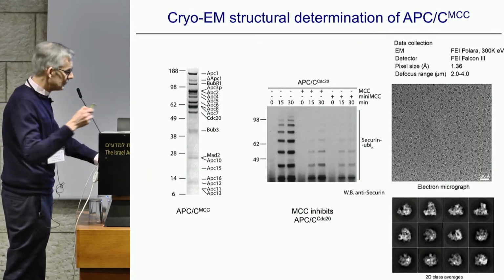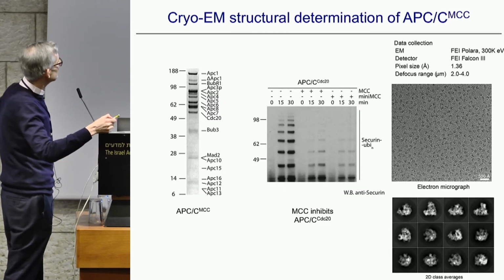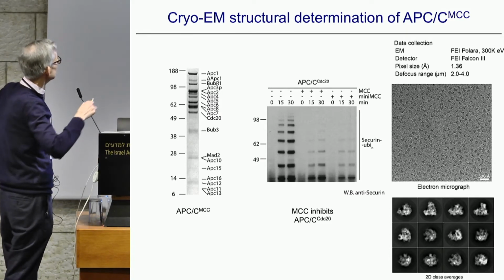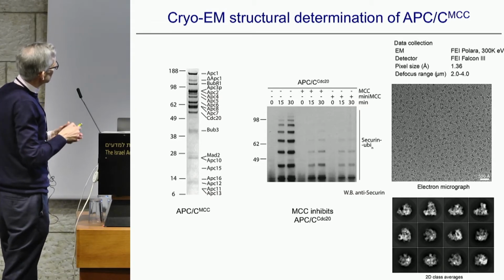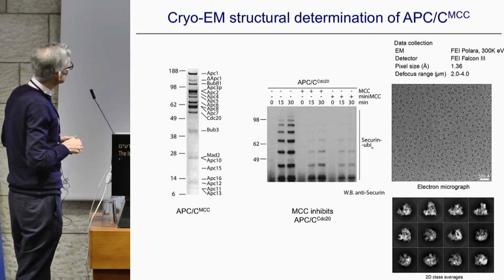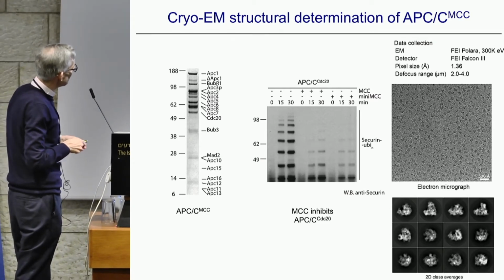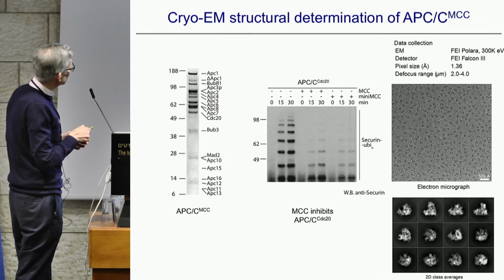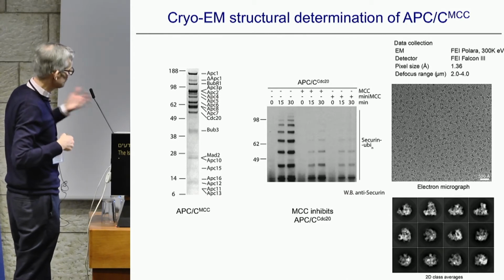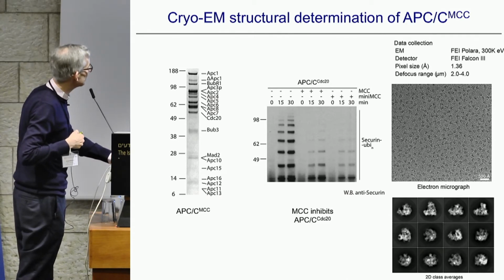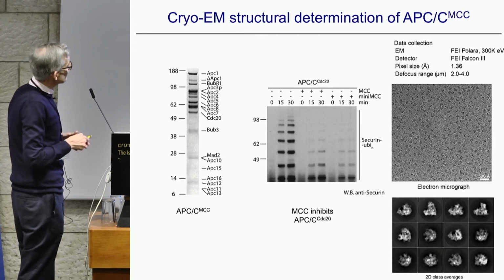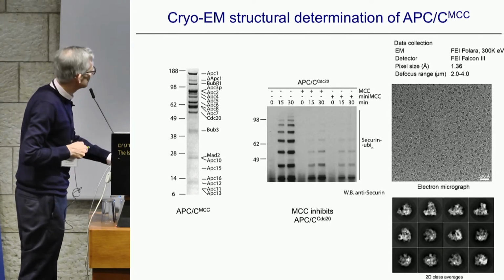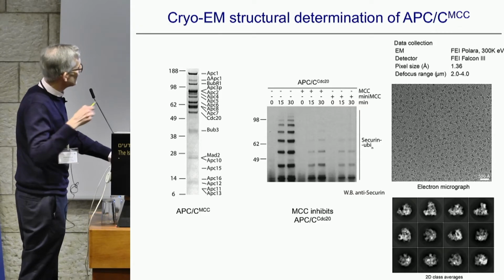So to understand how the MCC inhibits the APC, we reconstituted the APC-MCC complex, and this involves forming the APC-CDC20 complex, which is phosphorylated, and binding to it the MCC, and this is now the APC-MCC complex. And this assay shows that the APC is active without the MCC, but when we add the MCC we inhibit the ability of the APC to ubiquitinate securin, which is one of the substrates of APC-CDC20. And then this shows a cryo-electron micrograph of the APC-MCC, and we determined the structure to 4.2 angstrom resolution in 2016.